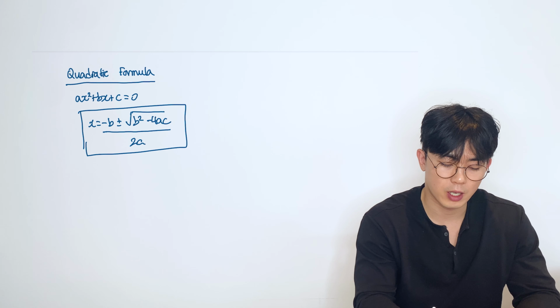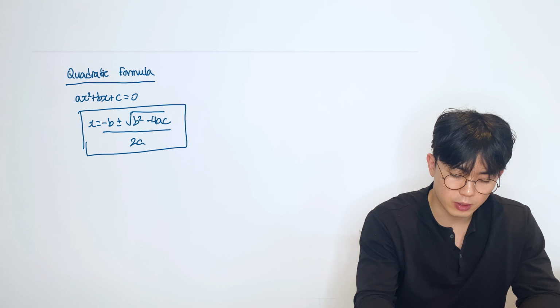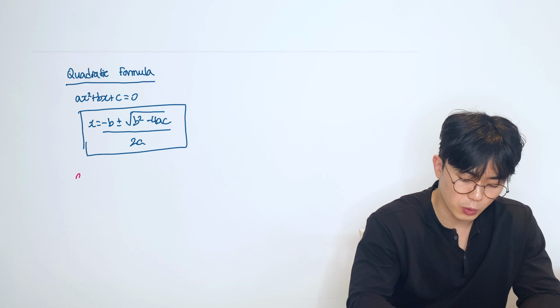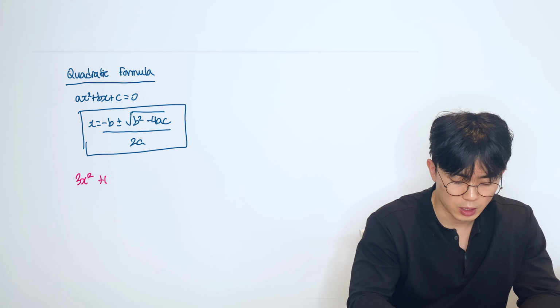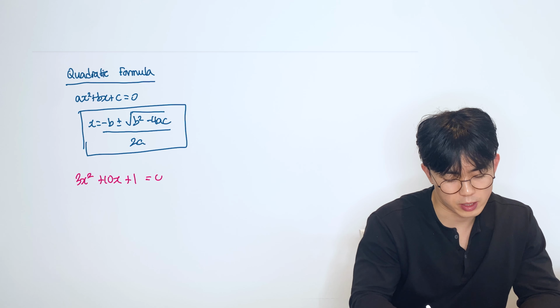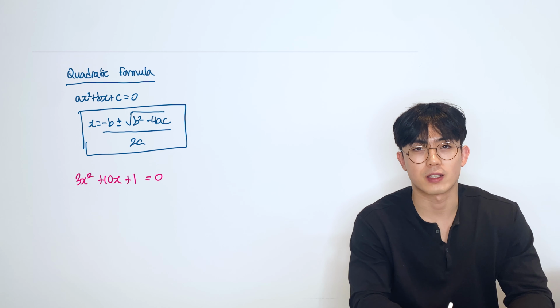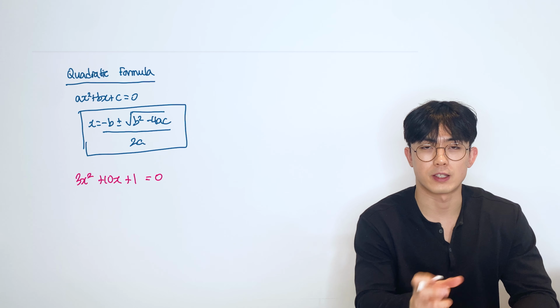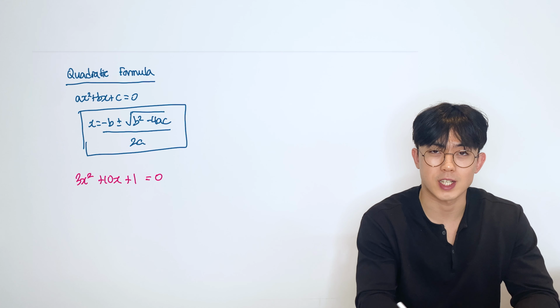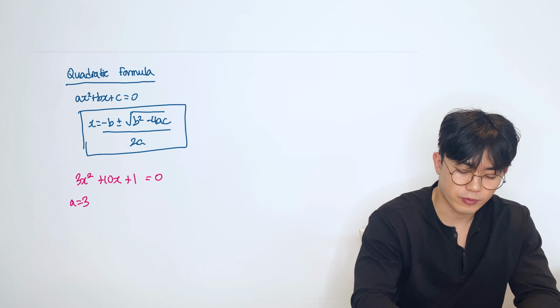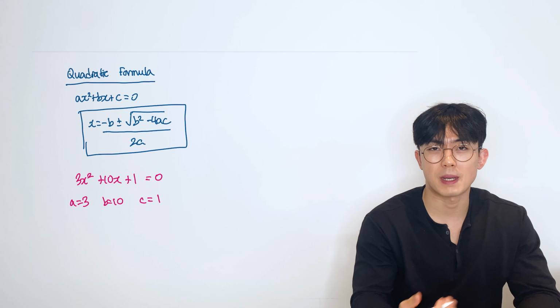and just plugging it in correctly. So if we were to try an example, let's say maybe we have 3x squared plus 10x plus 1 is 0. This we can't factorize, okay? So we can't split it into two factors, so we have to use the quadratic formula. a is 3, b is 10, and c is 1. Now it's just a matter of plugging it in.